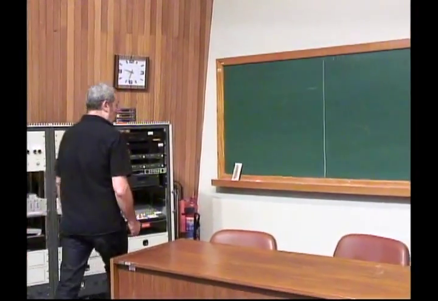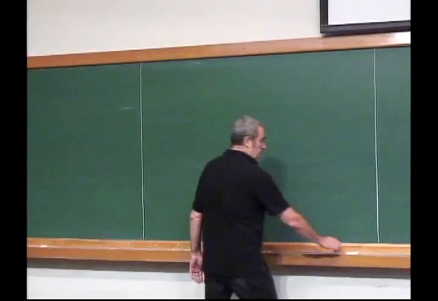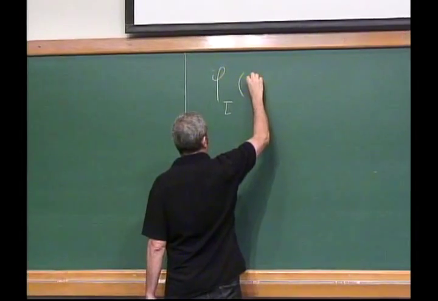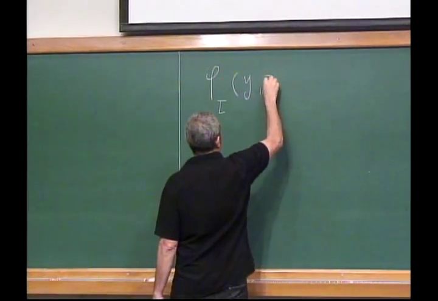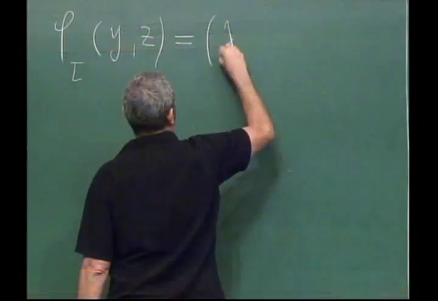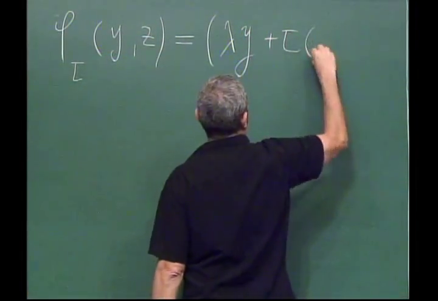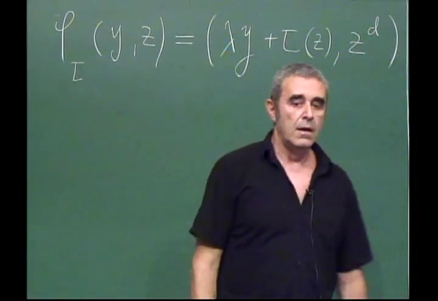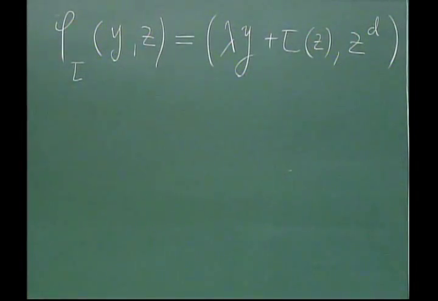Well, the literature about the subject is very small. There is a family of maps given by this formula, a kind of skew product, where lambda is less than 1.